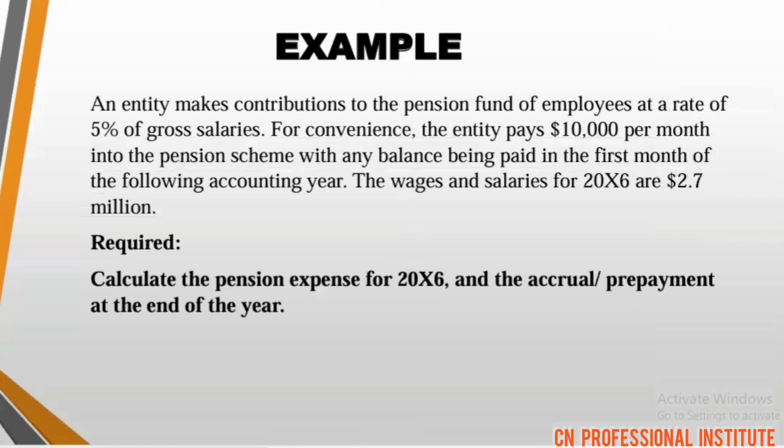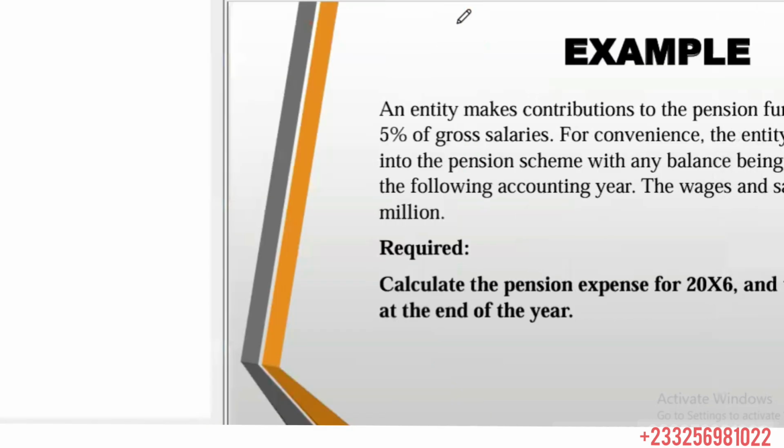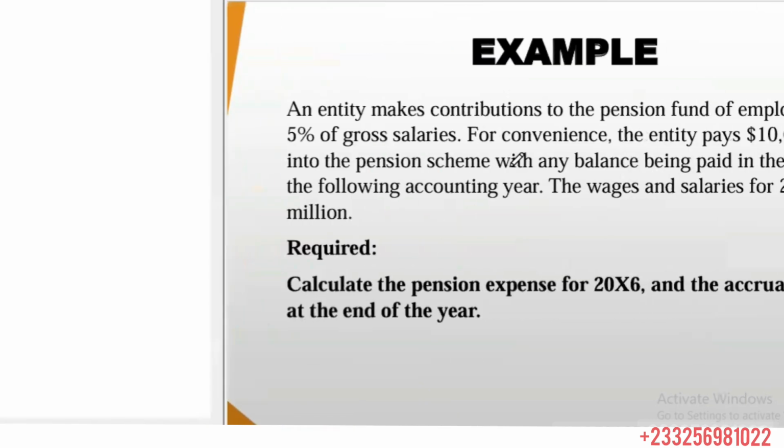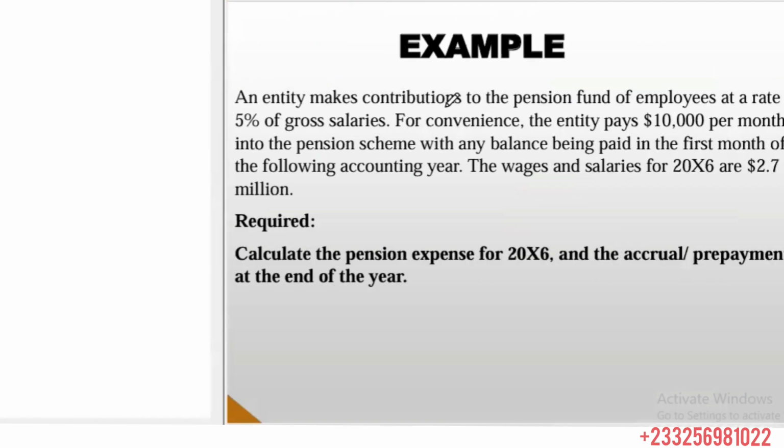So there's an example here. Let's look at it. It's on the defined contribution. Okay. So we will look at it. Now, let's come here. It says we have it here. Let's solve it and then we look at the defined benefit.